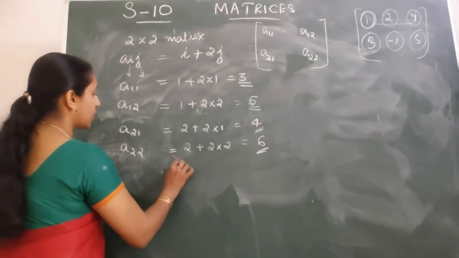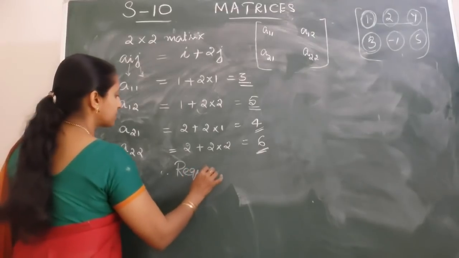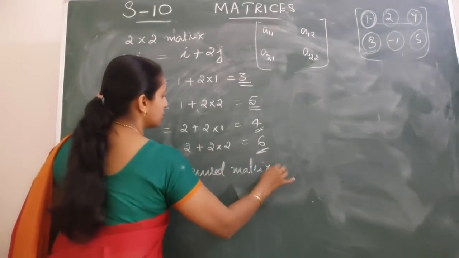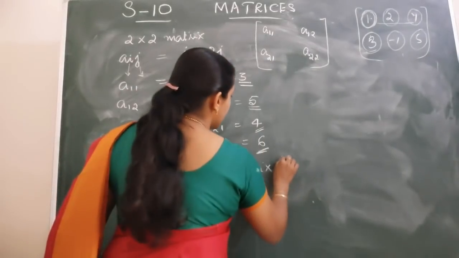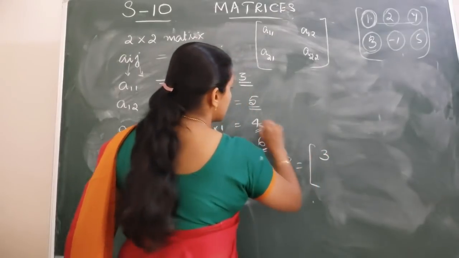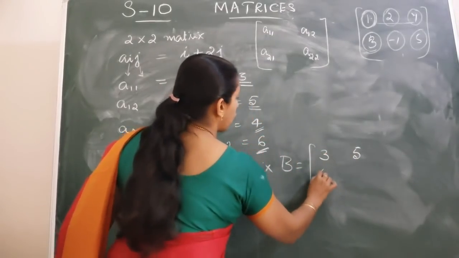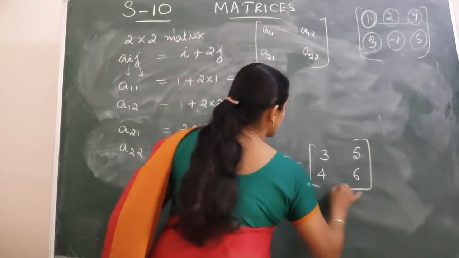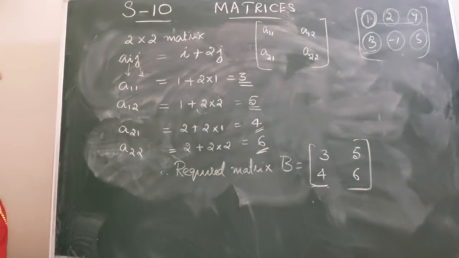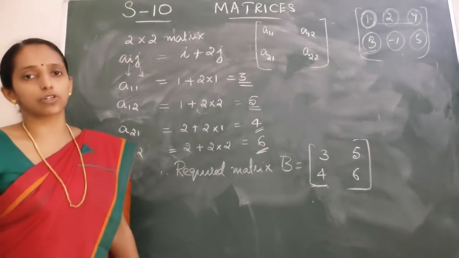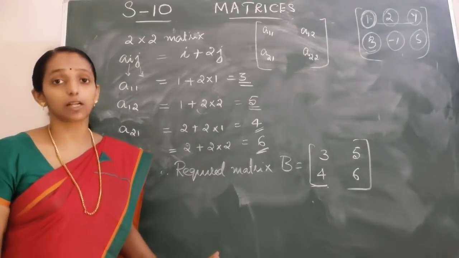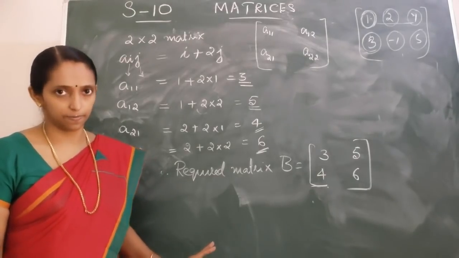Therefore, the required matrix will be equal to, you can take any name, B equal to matrix. First element is 3, then 5, 4, 6. Okay, so matrix 3, 5, 4, 6. This is the construction of matrix if the matrix is not given. Construction of matrix. Is it clear?